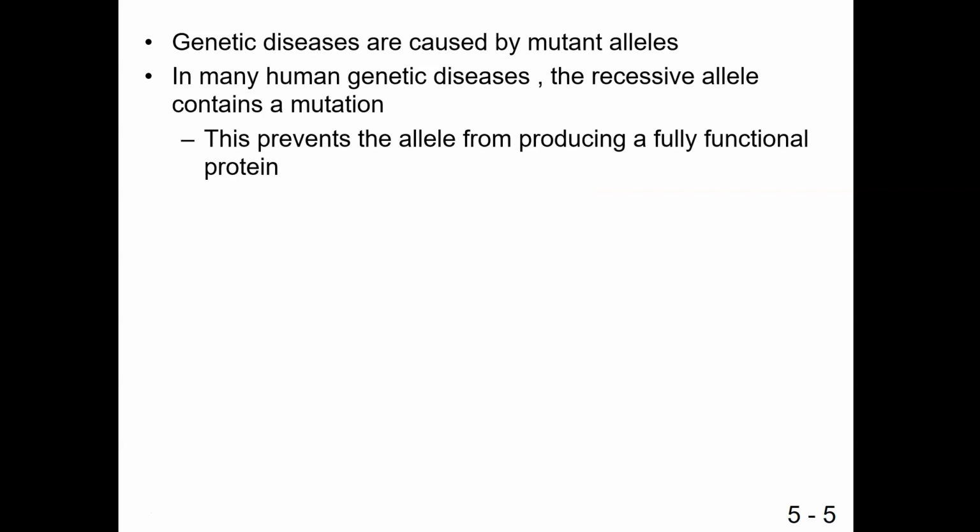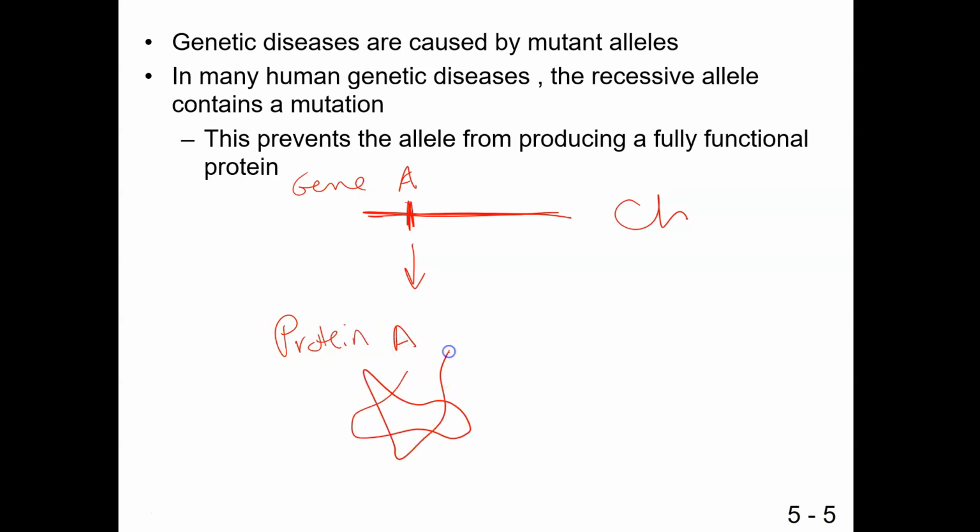And so lots of genetic diseases tend to be recessive, okay? And this prevents that allele from making a fully functional protein. So let's say, for example, here's a chromosome, all right? And you have this allele A. This big A is going to make, so this is gene A. It's going to eventually make, through several steps, protein A, which has a specific shape, all right? And let's say that that's the functional shape.